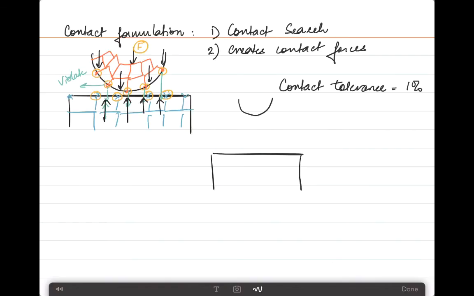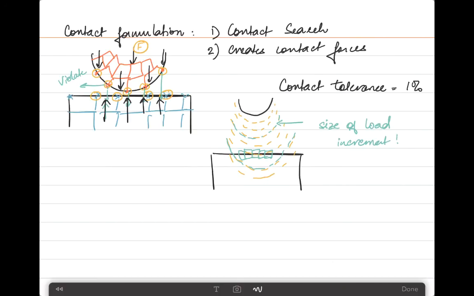say this is the original position, and I have increment 1 and increment 2 and increment 3 and so on, then depending on the size of the increment, I could easily miss the contact conditions. So if I skipped from, say for example, this increment over here directly to this one, then I would never come in the 1% range to be able to identify it as a contact possibility. So I do not want to miss the contact detection. Therefore, the size of the load increment is extremely important.